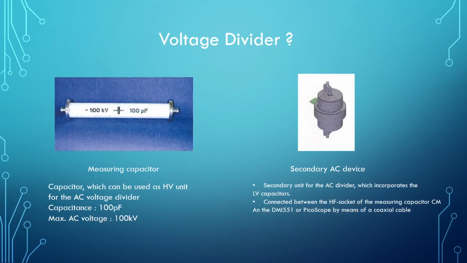Next, it is connected between the HF socket of the measuring capacitor CM and the DMI 551 or picoscope by means of a coaxial cable. The coaxial cable is used to conduct weak or low amplitude voltage signals due to its excellent ability to shield such signals from external interference. The coaxial cable is only able to sustain 7 VRMS. The capacitive divider's main goal is to sustain high energy.